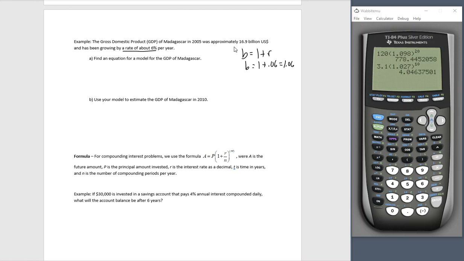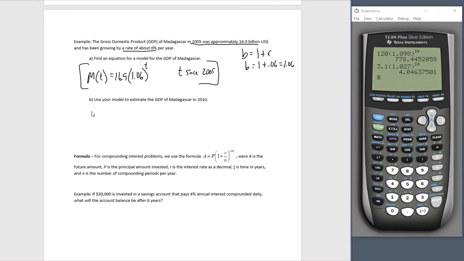And the gross domestic product in 2005 was 16.9 billion. So what I'm going to do is, for Madagascar, T years since 2005, the GDP of Madagascar will be 16.9. That's how much we had in 2005, 16.9 billion, times 1.06, that's our base, found using the growth rate, to the power of T. All right, T years since 2005. So this whole answer is part of our answer.